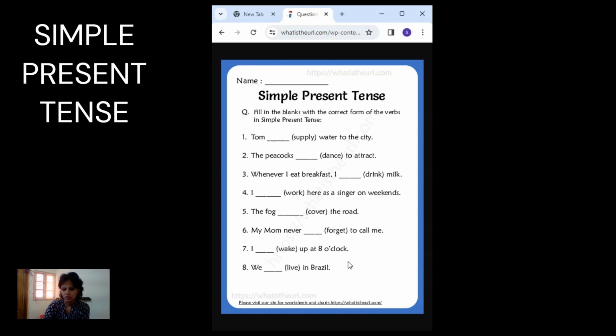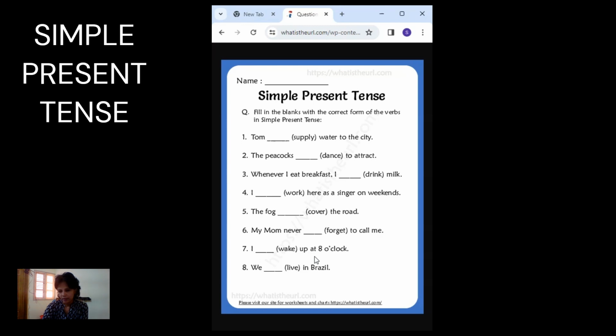And the seventh one, I dash wake up at 8 o'clock. I wake up, because I'm talking about the first person. When we are talking about the first person, we should use it the same, without adding any s. If we say, I wakes up, that is not right. We usually say, I wake up at 8 o'clock.